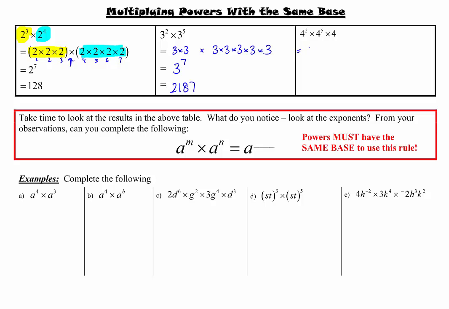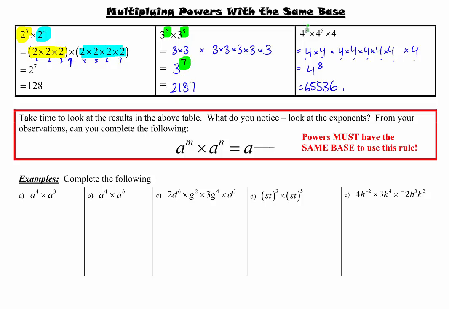If I have the next one, I have 4 squared, it's just 4 times 4. 4 to the power of 5: 2, 3, 4, 5. And then we have another 4. So that's essentially 4 times 8. I have 1, 2, 3, 4, 5, 6, 7, 8 4s. 4 to the power of 8. If you just go to your calculator, it is 65536.